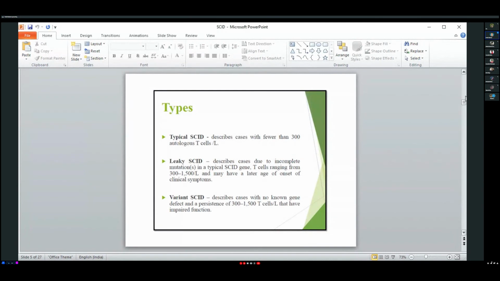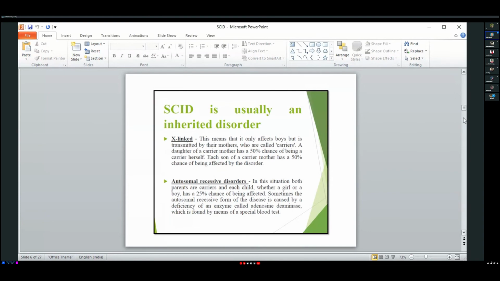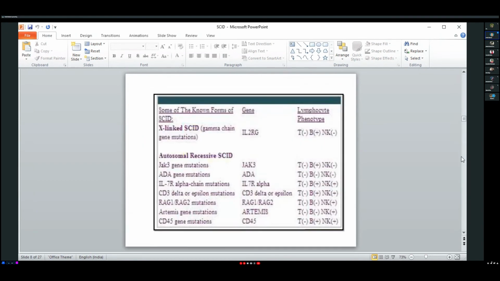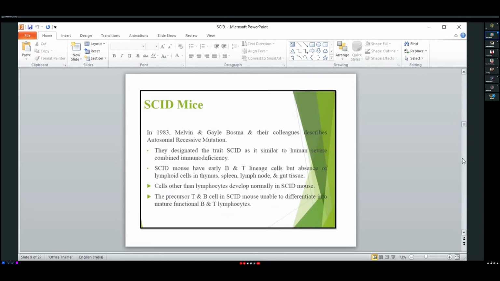There are many types of SCID. One of them is known as leaky SCID. It is due to an incomplete mutation. So what happens is they produce some T cells and B cells, but not to the extent that they are normal. Some are called variant SCID. Depending on the type of mutation and where it is happening, there are X-linked and autosomal, different kinds of SCID.